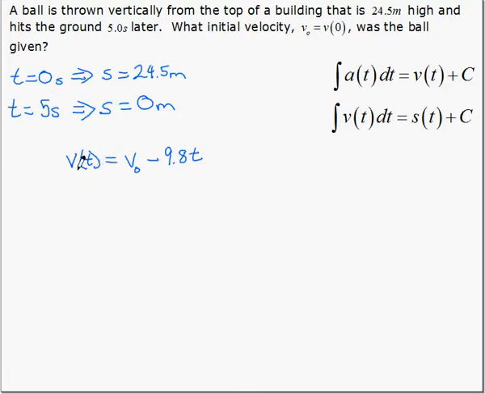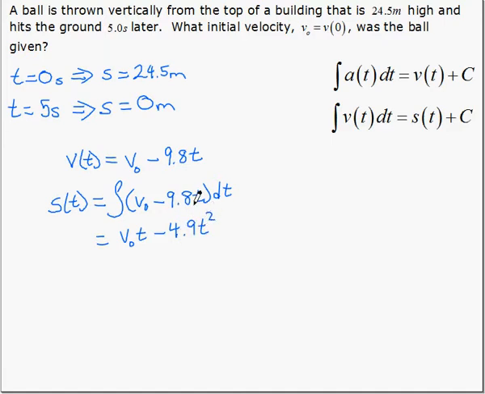We know things about position, so to find position we have to integrate velocity. So the position as a function of time then is equal to the integral of v0 minus 9.8 t with respect to time. Integrating gives us v0 t minus 4.9 t squared, or 9.8 t squared over 2, plus a constant. And that is the position as a function of time.